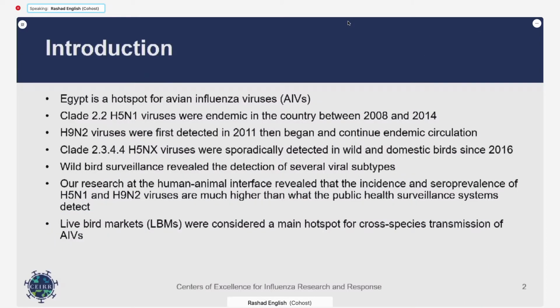Egypt has been known to be a hotspot for avian influenza viruses. It seems that any avian flu that gets into the country likes it so much and stays there.